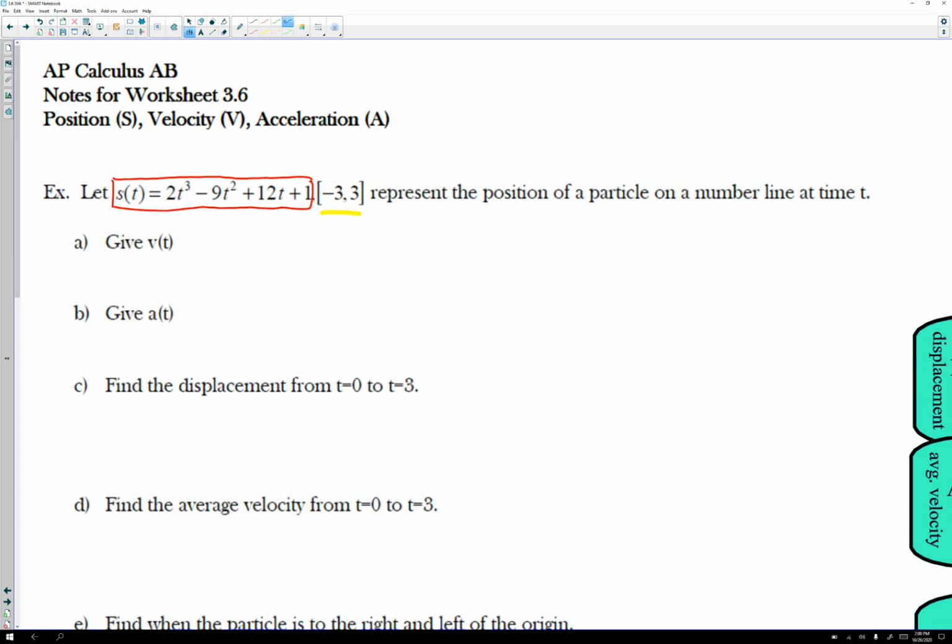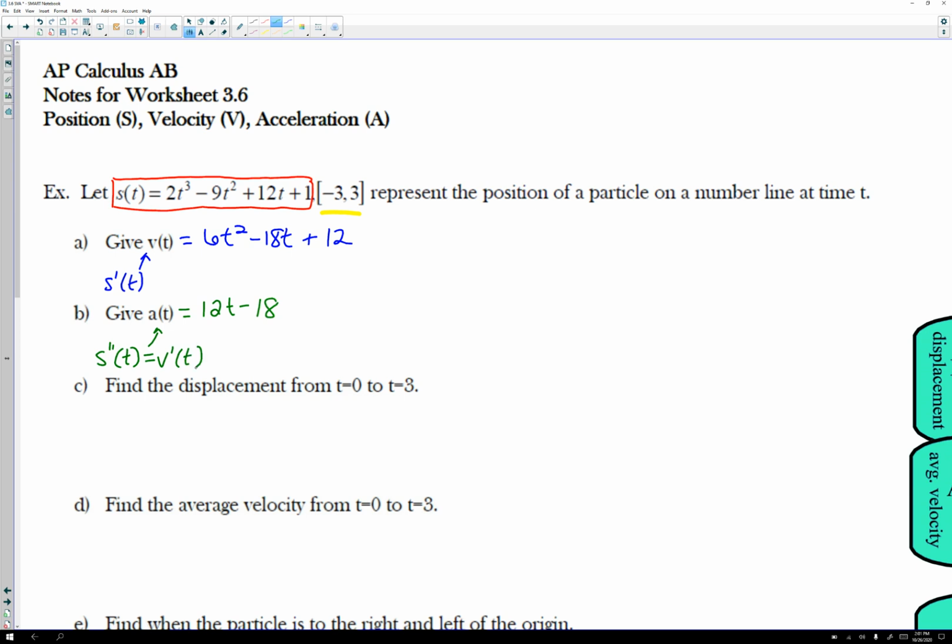So we want to find the velocity of our function. The velocity is just the derivative of position: 6t squared minus 18t plus 12. Like I said, that's just the derivative of position. And then we can also find the acceleration, and that's just the derivative of velocity. So take the derivative of velocity and we get 12t minus 18. That's the second derivative of position or the first derivative of velocity, either way you want to think about it.